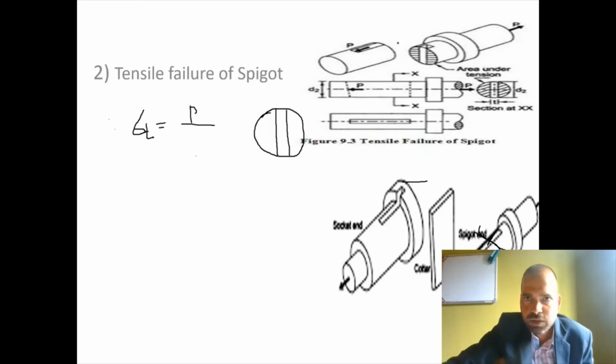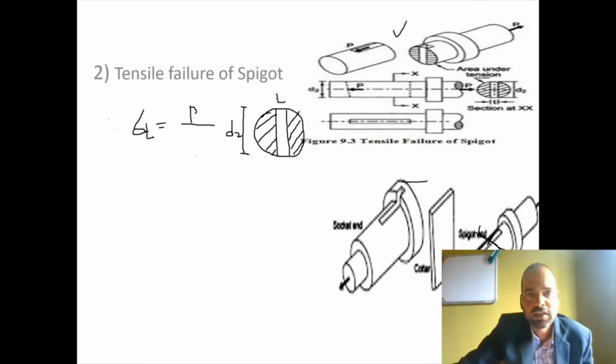So at this portion, if you see the cut section where the tensile failure takes place, I am drawing the same diagram. Where the material is cut, we show the hatching lines, and we have to consider only the cross section area which gets cut due to the tensile failure. Now this diameter is called diameter D2. From the assembly diagram, this diameter is D2.